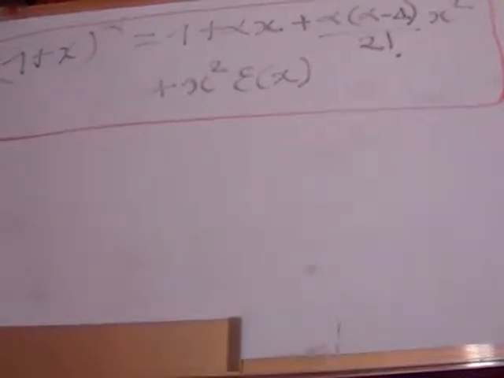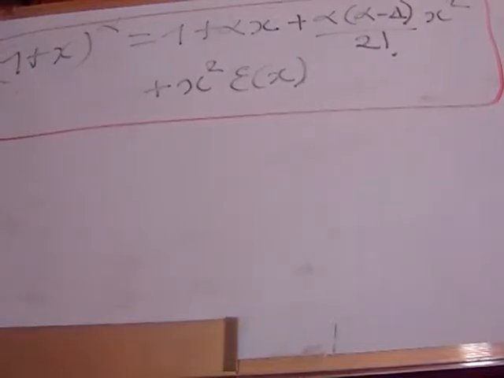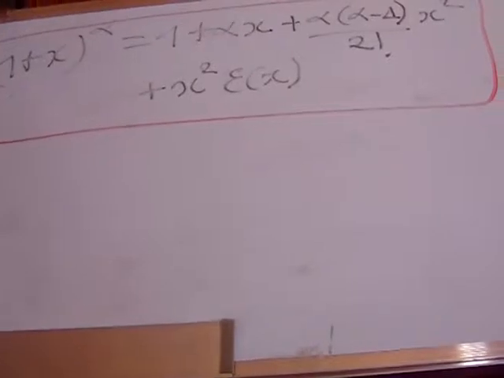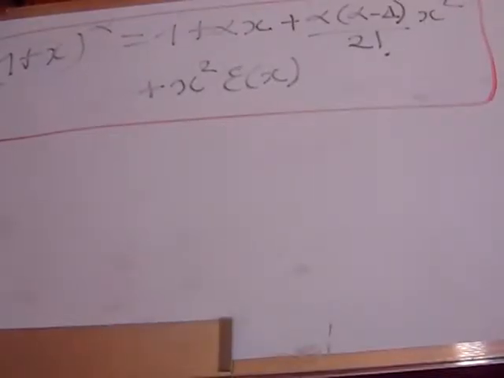Okay, welcome back. We'll continue from where we stopped in the last video, talking about the DL of 1 plus x raised to the power of alpha, and this is the DL. And I said we can use this formula to get other DLs from this same perspective.